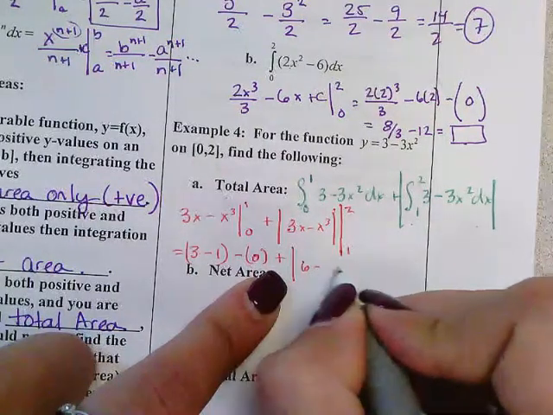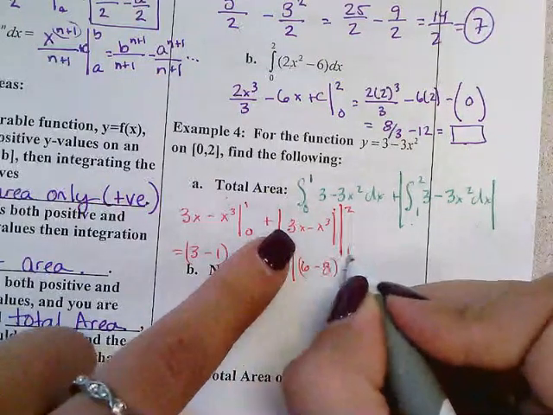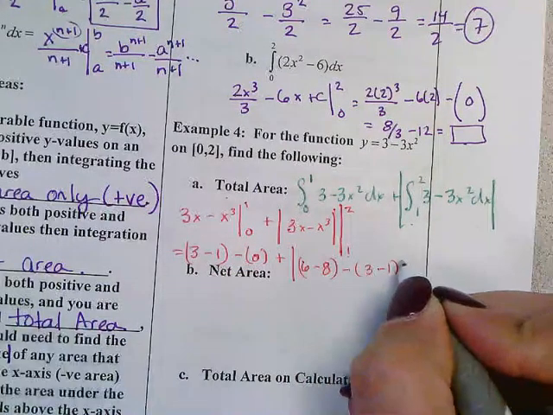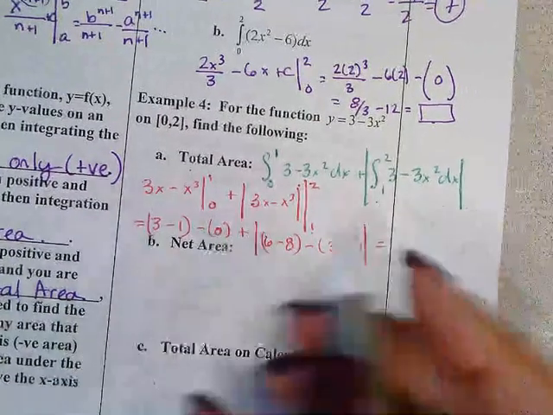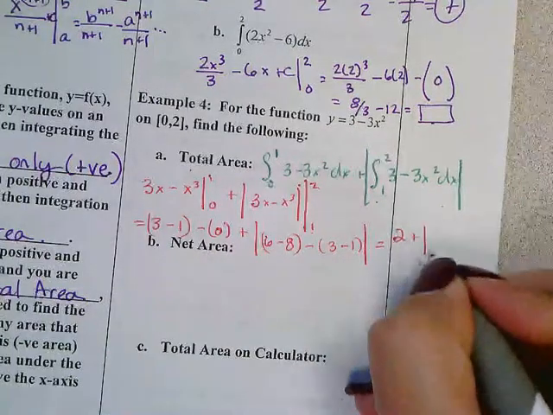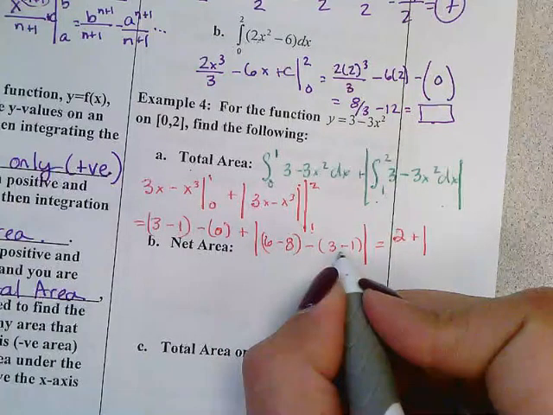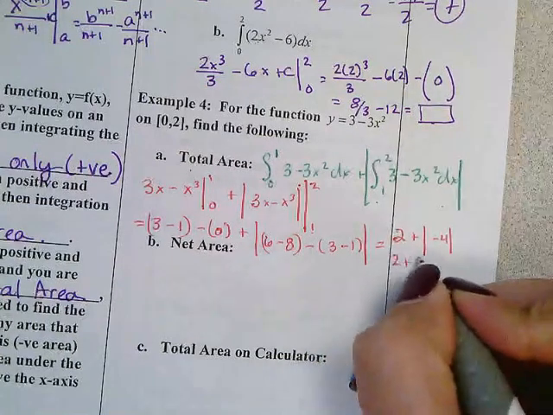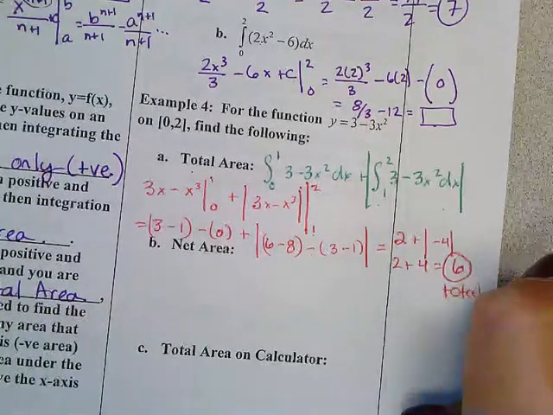6 minus 8 minus, parentheses, 3 minus 1. I'm making sure these are in absolute values. Keep going. So this becomes 3 minus 1, which is 2, minus 0, plus the absolute value of 6 minus 8, which is negative 2, minus 2, which is negative 4. So this is just 2 plus 4, which is 6. So this is my total area.